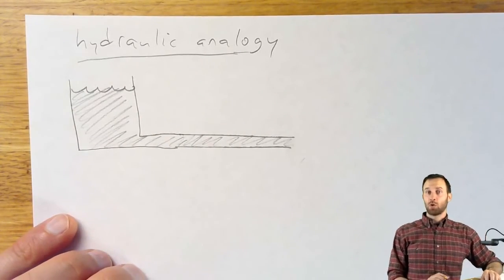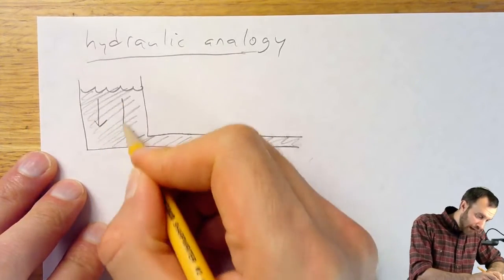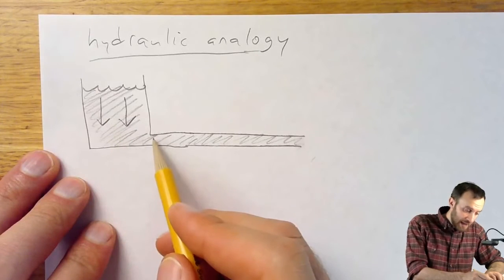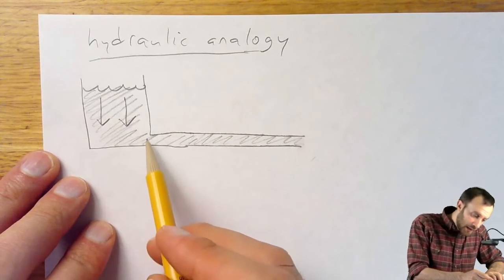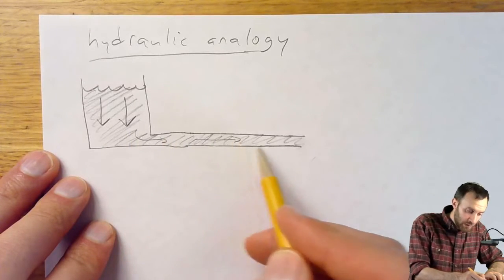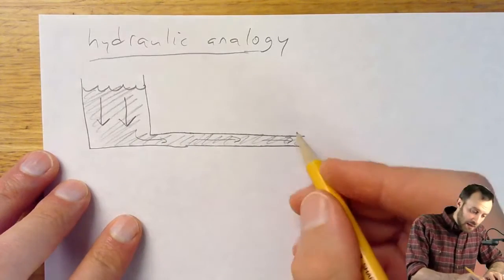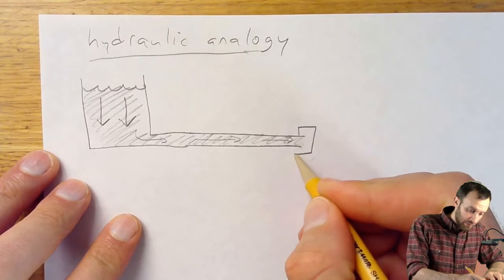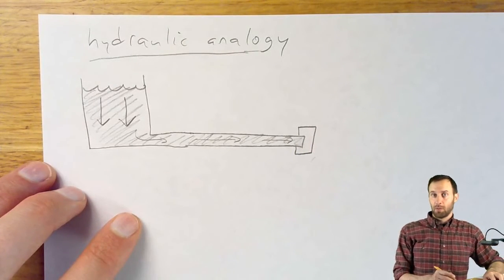That tank has a bunch of water in it, and the water is being pushed by gravity like so. Now, if the tank has a little hole in the bottom, or a pipe attached to it, then it will push through the pipe. What if at the end of the pipe there is a cap like that? Something that will stop the water from flowing.